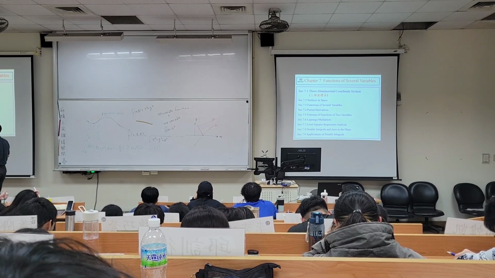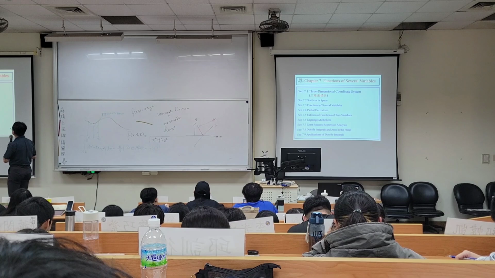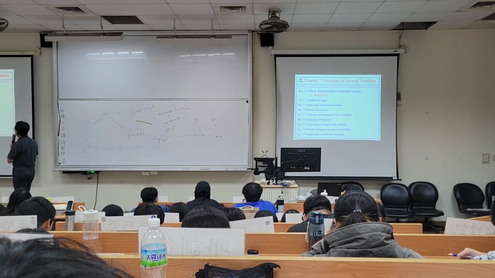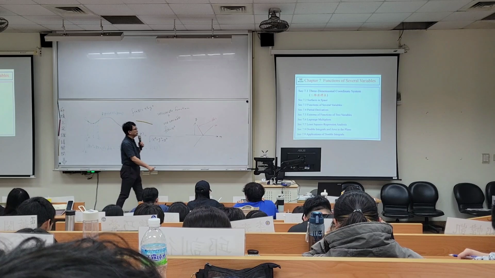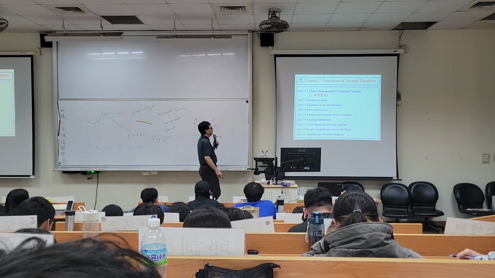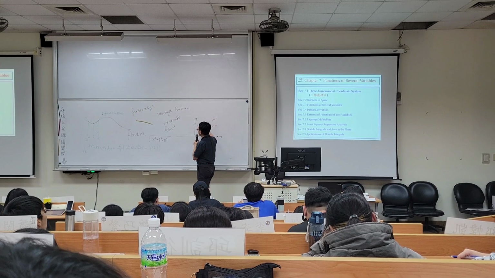And section 7.3 is about functions of several variables. And in section 7.4, partial derivatives. What does that mean about partial derivatives?